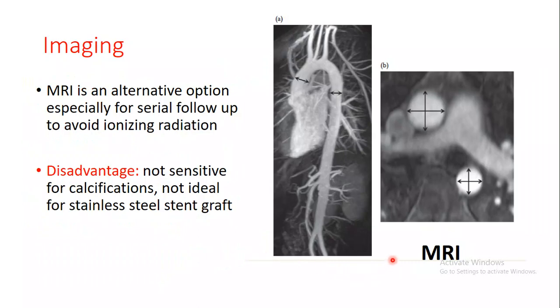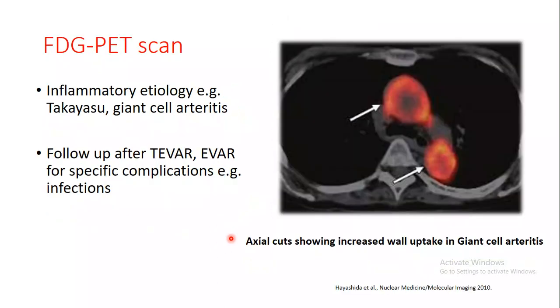Another solution to avoid the cumulative radiation and contrast, especially in serial follow-up of young patients, is cardiac MRI, but as a disadvantage, it's not sensitive for calcification and not ideal for stainless steel stent grafts. PET scan also might be of help in patients with inflammatory causes like Takayasu or giant cell arteritis, or for detection of some complications related to stent graft like infection.